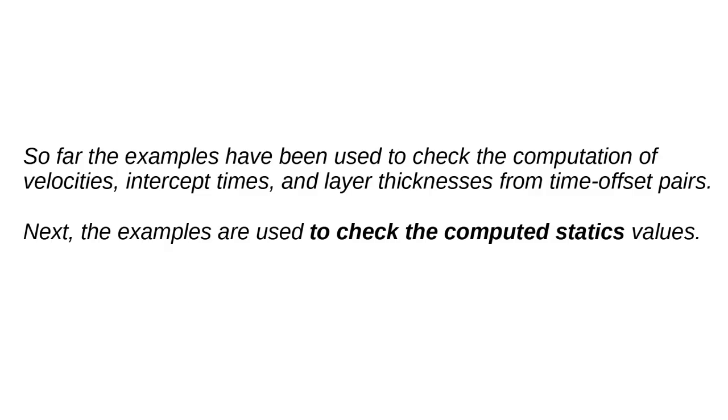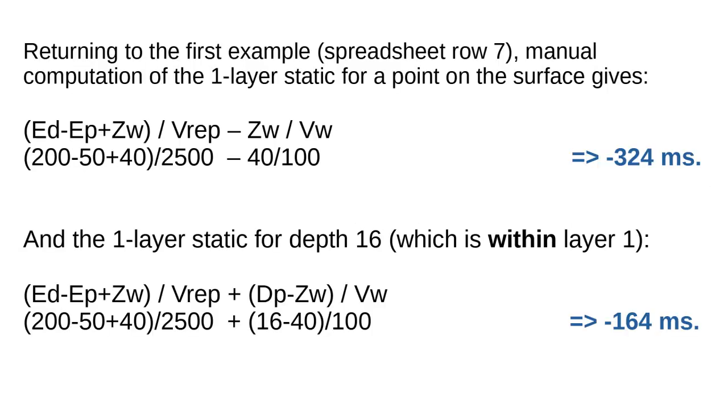So far, the examples have been used to check the computation of velocities, intercept times, and layer thicknesses from time offset pairs. Next, the examples are used to check the computed statics values. Returning to the first example, spreadsheet row 7, manual computation of the one layer static for a point on the surface gives, and the one layer static for depth 16, which is within layer 1, gives that value.